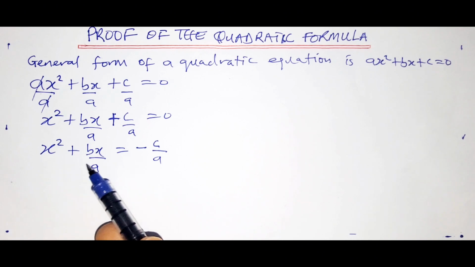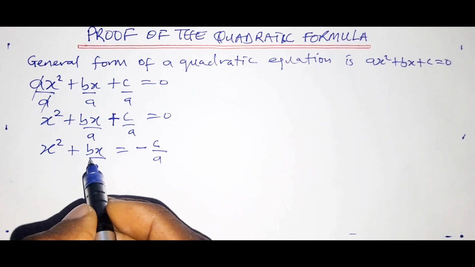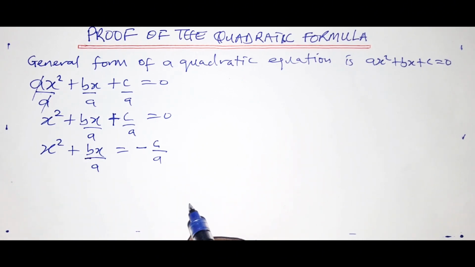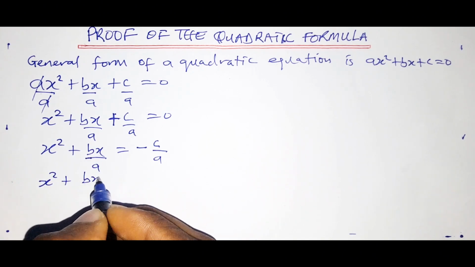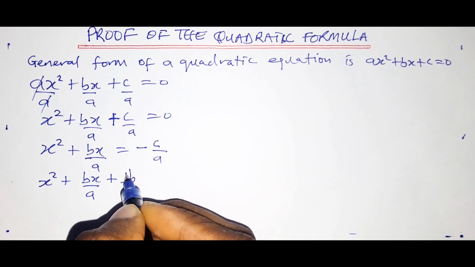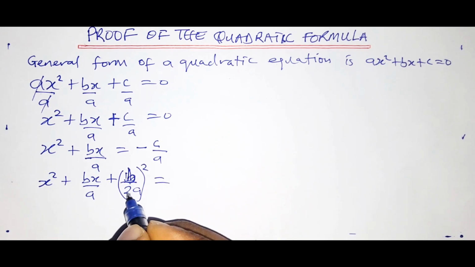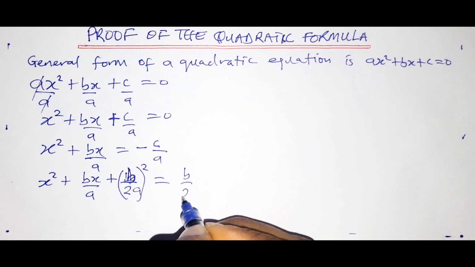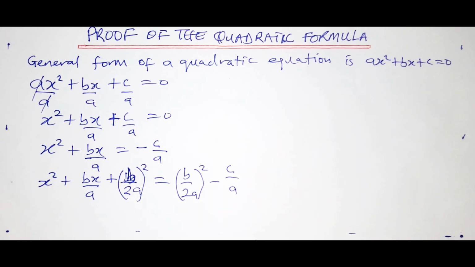So here we are going to add half the square of the coefficient of x to both sides, and the coefficient of x here is b all over a. So we will add half the coefficient of x to both sides, the square of it. So we have x squared plus, you bring down this, bx all over a, plus now half the square, that is 1 times b is still b, that is squared over 2a, equal to, bring this one to this other side also, we have b over 2a all squared minus c all over a.